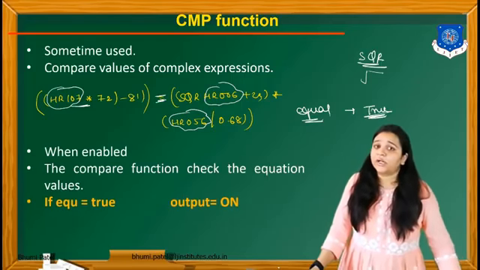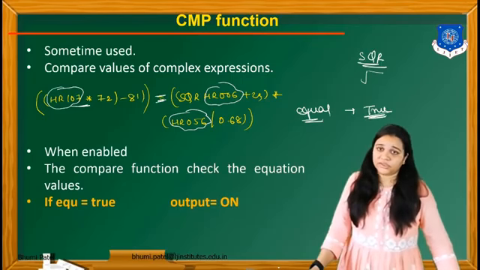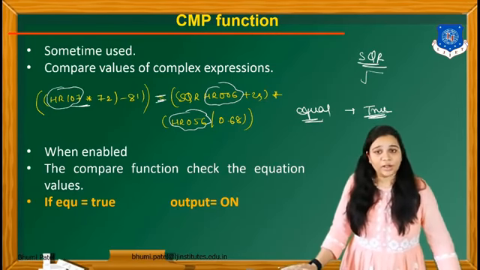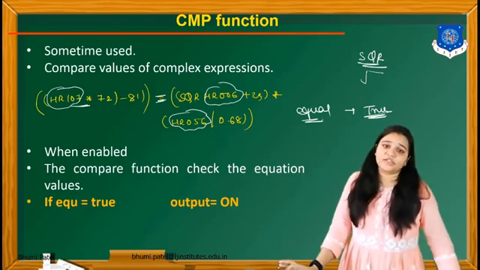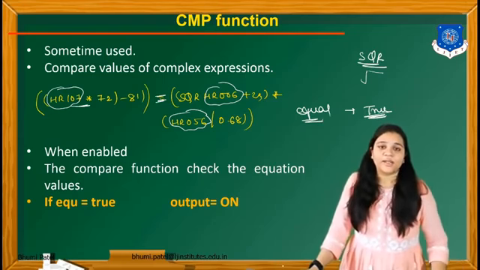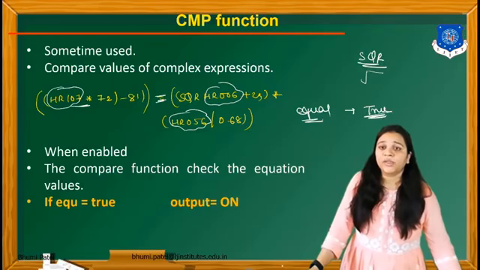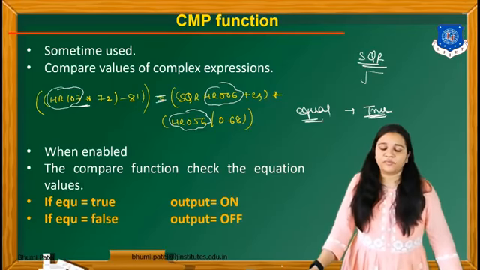Okay, so this is the condition for this comparison function. So when the input is enabled, the comparison function checks the equation value. If the equation is true, output is on, that we have already discussed. And if the equation is false, we get the off output. Clear?